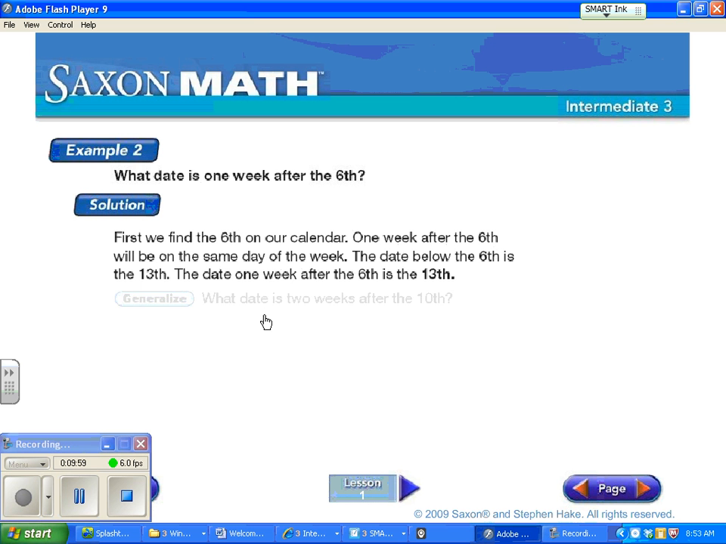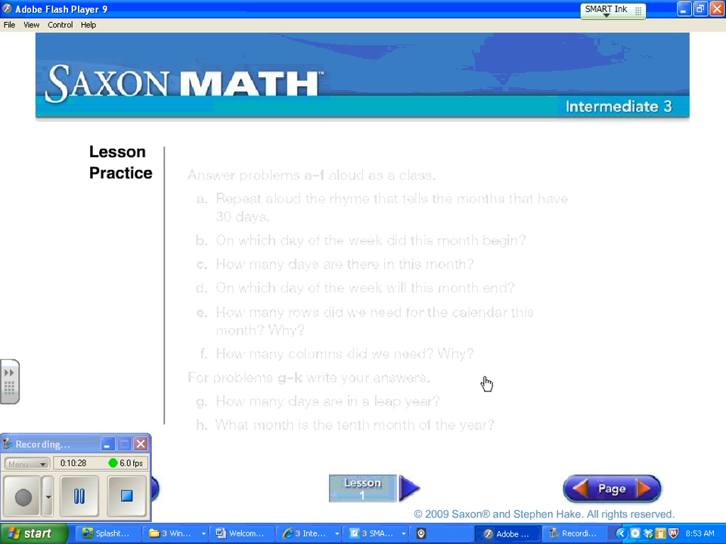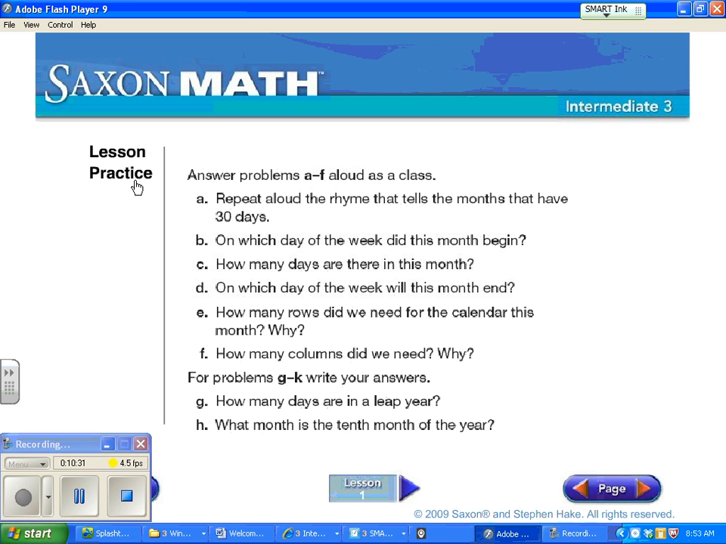Now let's look at our lesson practice. Oh, wait a minute. There's a harder problem right here. Are you ready for the harder problem? It says, what date is 2 weeks after the 10th? So find the 10th. Look down 2 weeks. Everybody, what's the answer? 24. Looky here. Start at the 10th and go down, down, and you've got the 24th. Yes, very good. Now let's look at lesson practice.